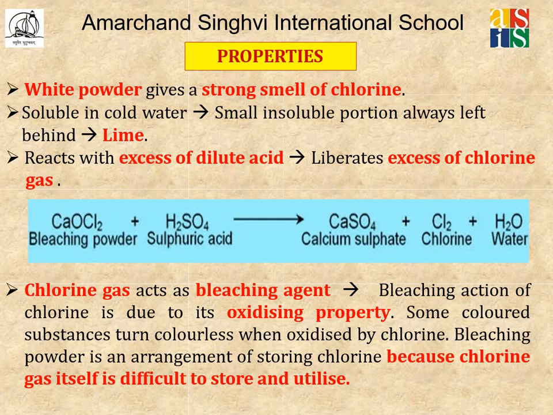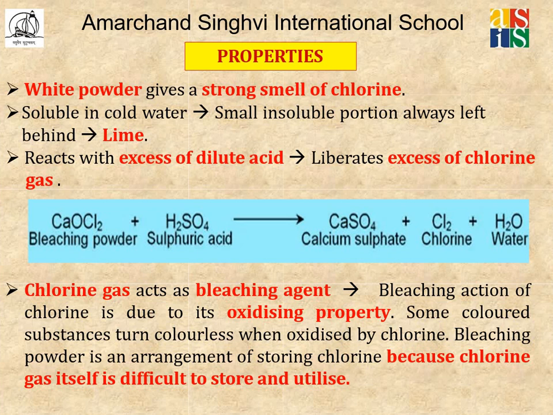Let's discuss the properties of bleaching powder. It's a white colored powder which has a strong smell of chlorine. That's the irritating smell. It is soluble in cold water, but the small insoluble portion is always left behind, and that part is what we call lime. It reacts with excess of dilute acid to liberate excess of chlorine gas, and that's why it has that strong smell of chlorine. The chlorine gas acts as a bleaching agent.